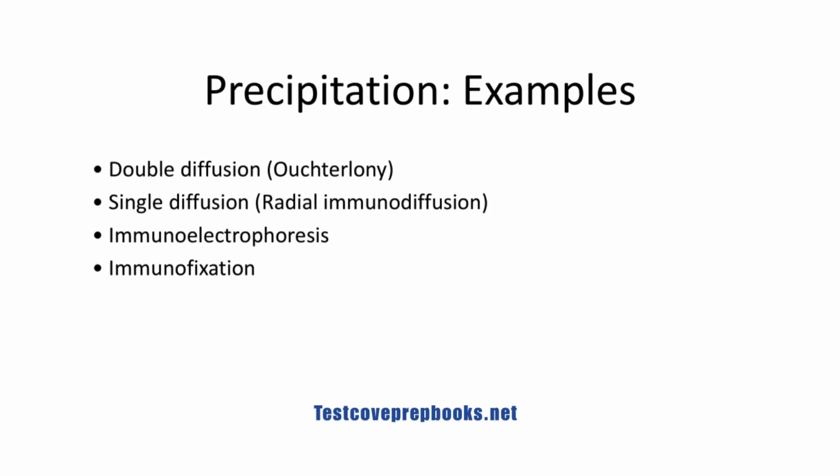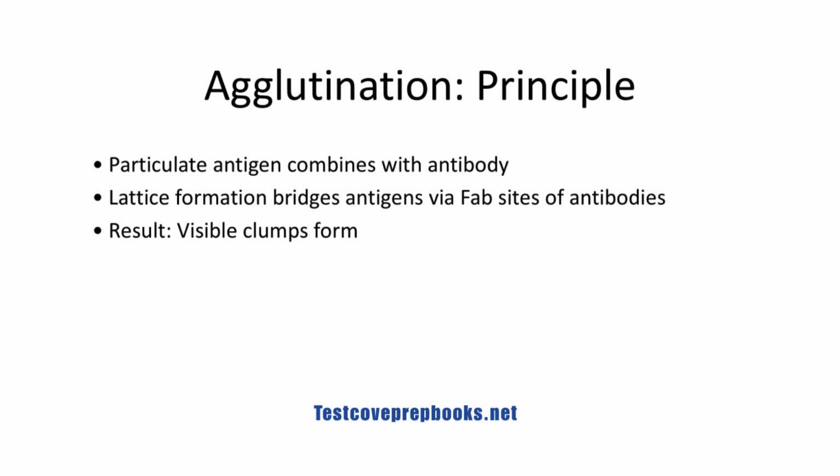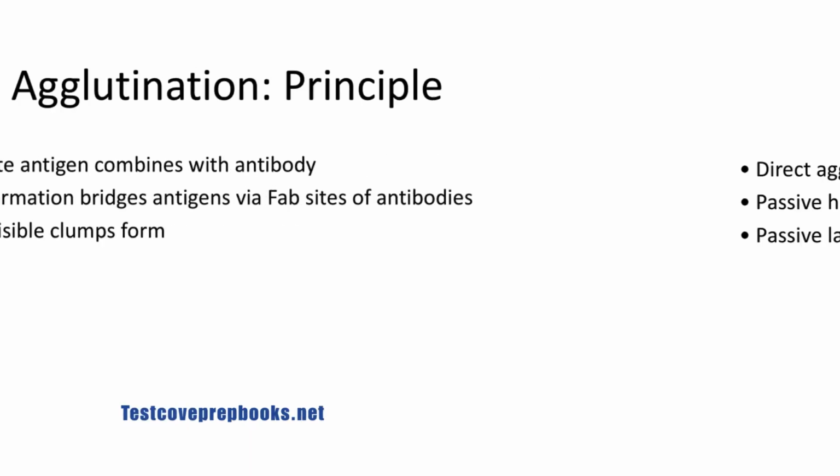Examples of precipitation tests include double diffusion, also known as the Ouchterlony technique, single diffusion or radial immunodiffusion, immunoelectrophoresis, and immunofixation. Agglutination works on a similar principle but involves particulate antigens rather than soluble ones. When antibodies bind to these particulate antigens, lattice formation occurs, bridging the antigens and creating visible clumps.